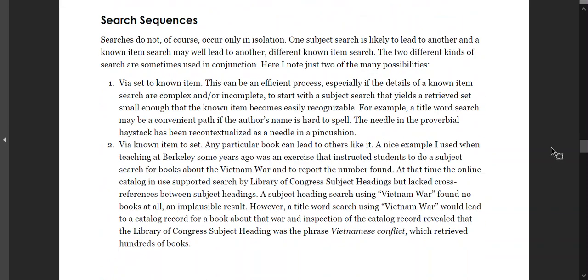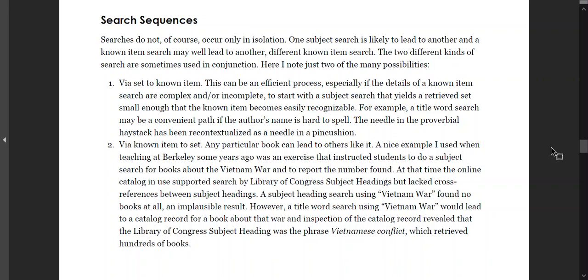Kind of makes sense. All right, search sequences. Searches do not, of course, occur only in isolation. One subject search is likely to lead to another, and a known item search may well lead to another different known item search. The two different kinds of search are sometimes used in conjunction. Here I note just 2 of many possibilities.